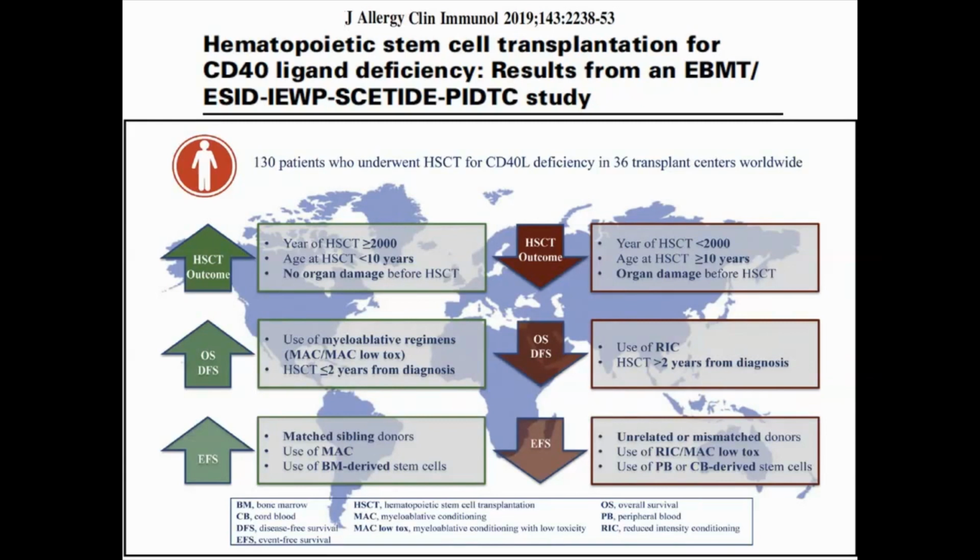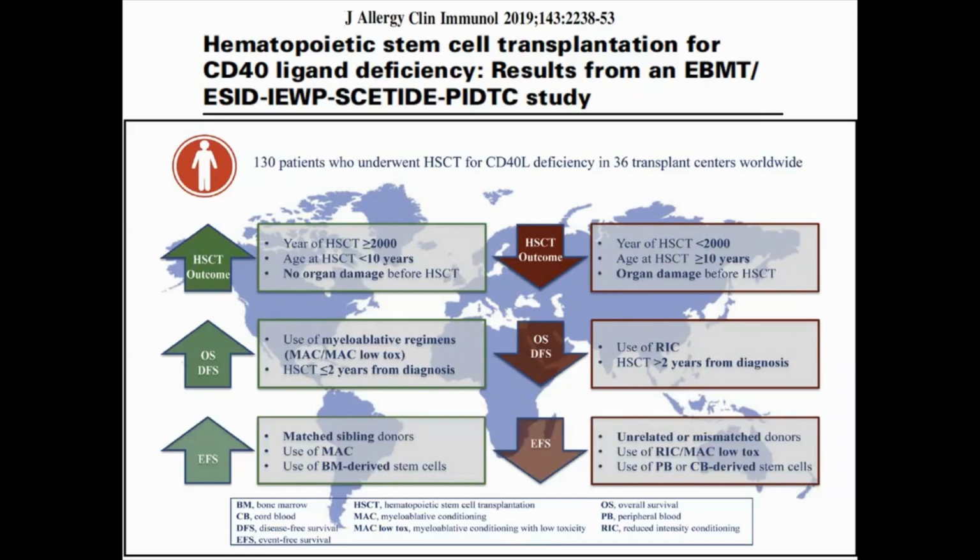Other factors: use of myeloablative regimens. In this case, that's a good thing. So you need really to have a good donor engraftment, good donor candidate. If you use reduced toxicity, reduced intensity regimens, then you don't do as well. That's not a good thing for this disease. If you have a matched sibling donor, much better. If you don't have a matched sibling donor, this has a negative impact on outcome.